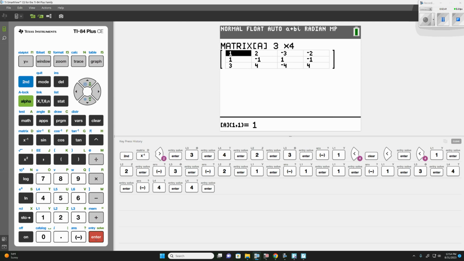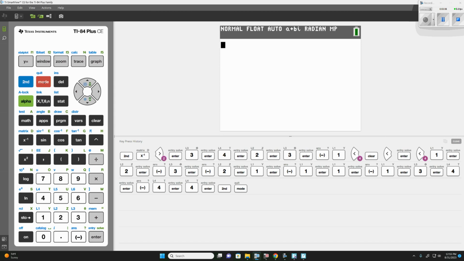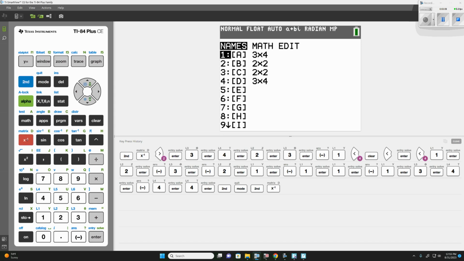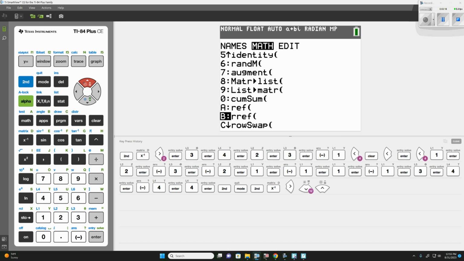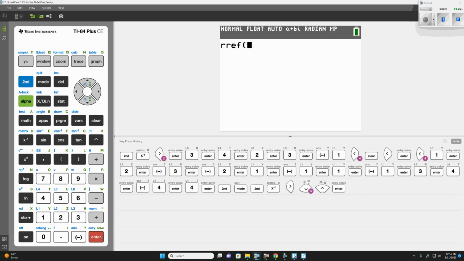Once you get it typed in, second quit, second mode. You're all good for the next step. Second quit. Now the next thing we need to pull up is RREF. So to get that, we'll go second matrix. This time we'll go over to math and scroll all the way down to RREF and hit enter.